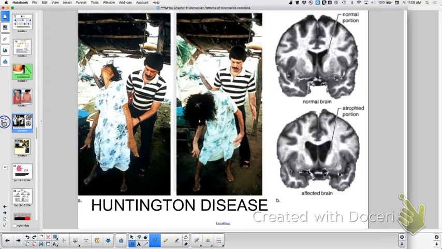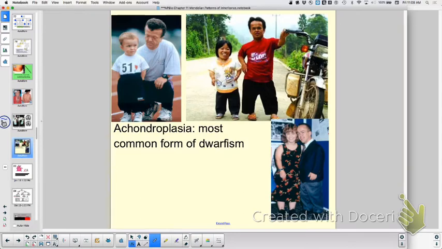You can get tested for these. These are things that you can get tested for if you think that for some reason it's in your family. Achondroplasia is the most common form of dwarfism. That is an autosomal dominant disease. So if this is a dominant disease, and you have a couple and they have kids, what are the odds that they would have achondroplasia?